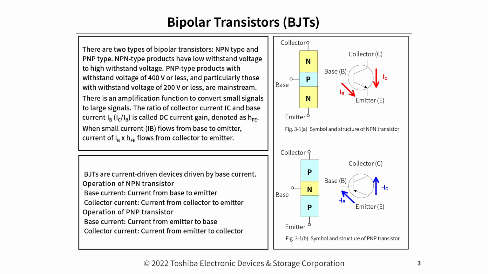Operation of NPN transistor. Base current, current from base to emitter. Collector current, current from collector to emitter. Operation of PNP transistor. Base current, current from emitter to base. Collector current, current from emitter to collector.